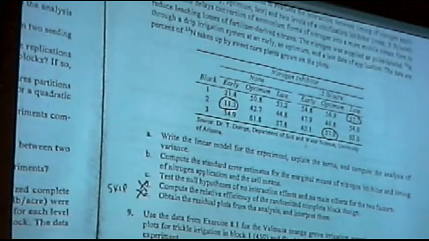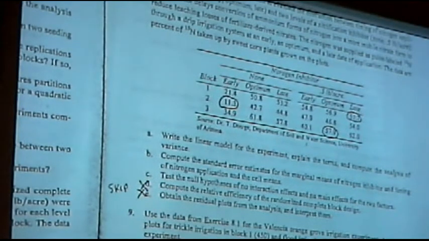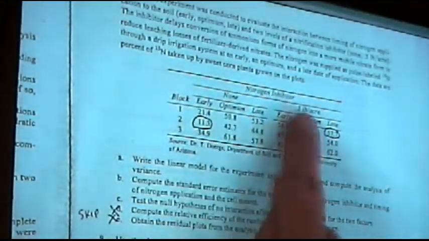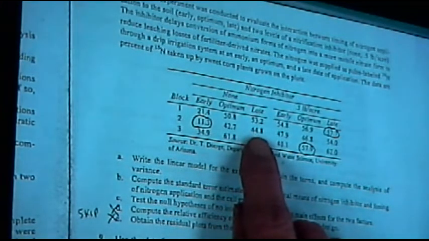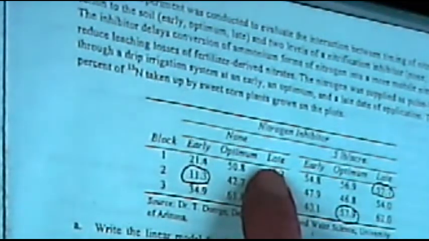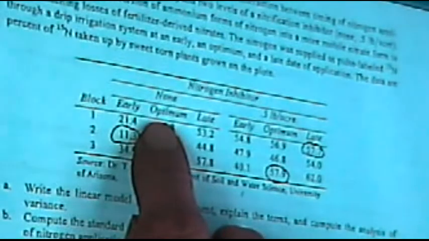The first thing I should say is that a number of people saw nesting in this problem. There's no nesting here. So we have factor A, which might be the nitrogen on the top, and it has 2 levels, and then factor B would be this time period: early, optimum, and late. And there was the thought that somehow factor B was nested in factor A. That's not the case here. Factor B just sits there as it is. It's not nested in any real way with factor A.